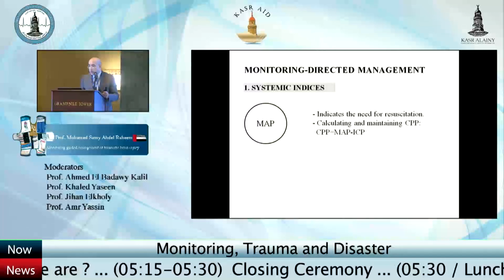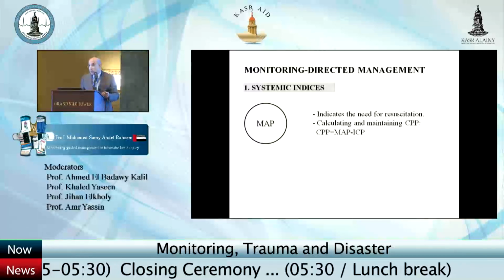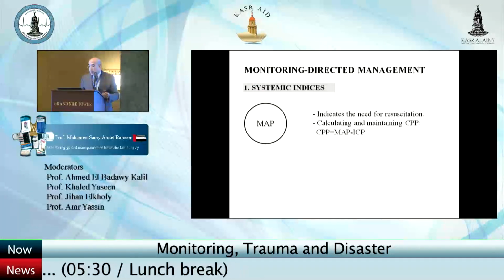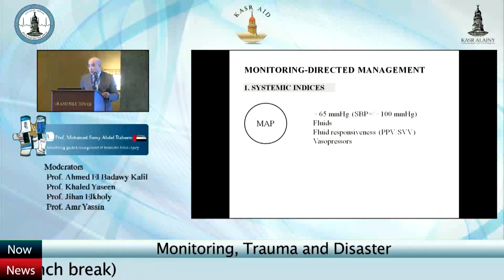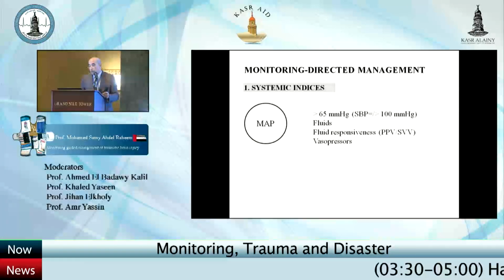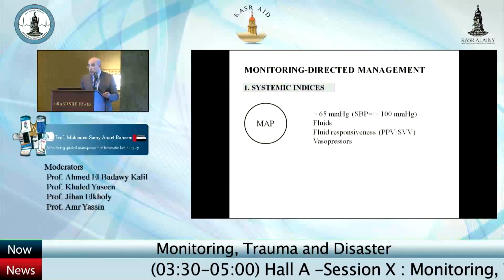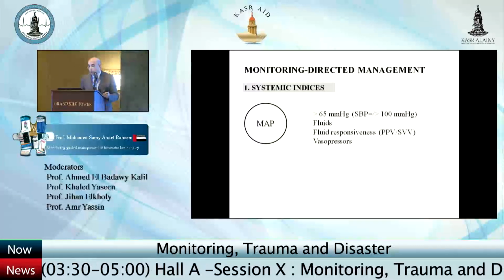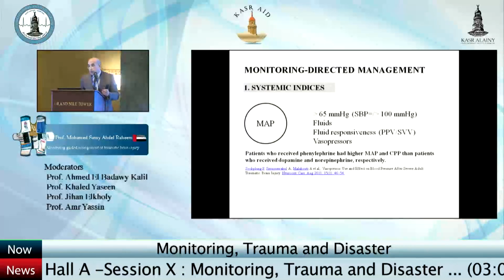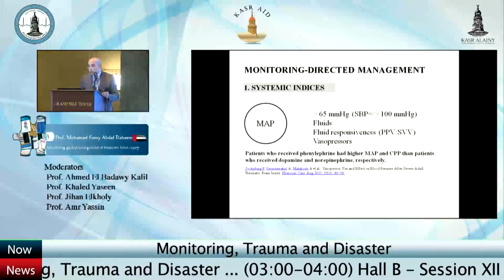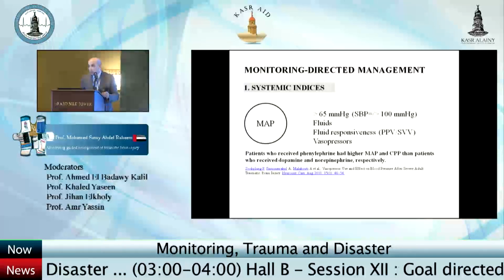If we look at the mean arterial pressure, it indicates the need for resuscitation if the patient is hypovolemic or vasodilated. We can calculate the cerebral perfusion pressure using this formula from the mean arterial pressure, and normally it should be more than 65 millimeters of mercury, or a systolic of more than 100 according to the Brain Trauma Foundation. We treat with fluids. However, we might need some vasopressors to improve the systolic or the mean blood pressure. They found in this study that patients who received phenylephrine have higher mean arterial pressure and cerebral perfusion than those who received dopamine or norepinephrine.